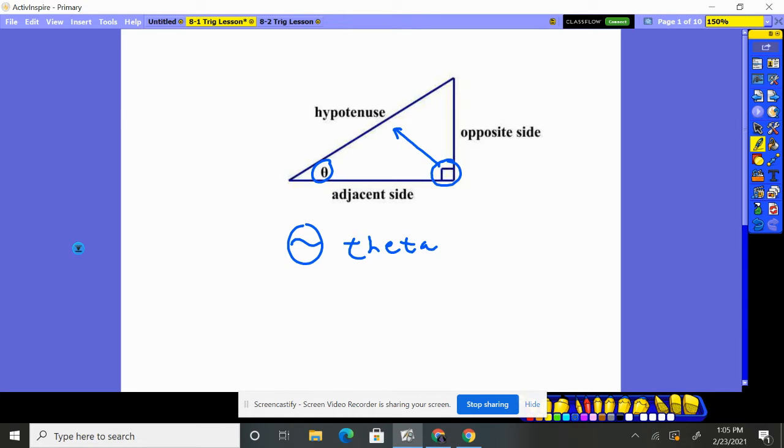So there's theta. Notice that the guy across from it is going to be called the opposite side, and the side it's sitting on, which is right beside it, is called the adjacent side. So the two legs that form the 90 degrees are going to be opposite and adjacent. And then you have the hypotenuse.